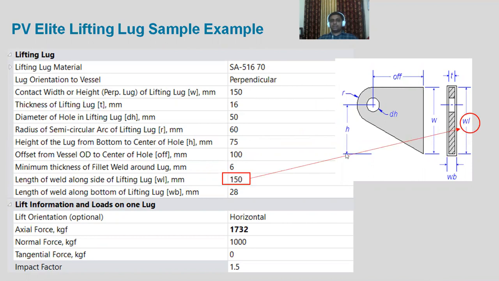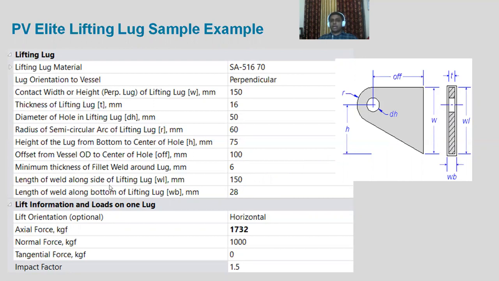Then the minimum thickness of the fillet weld all around that lifting lug. Usually it will be considered as the thinner of the two parts welded. If you have an RF pad, then the RF pad thickness will be considered as the welded dimension. That will be the fillet weld size. Then there is a very important dimension, where most people get confused.